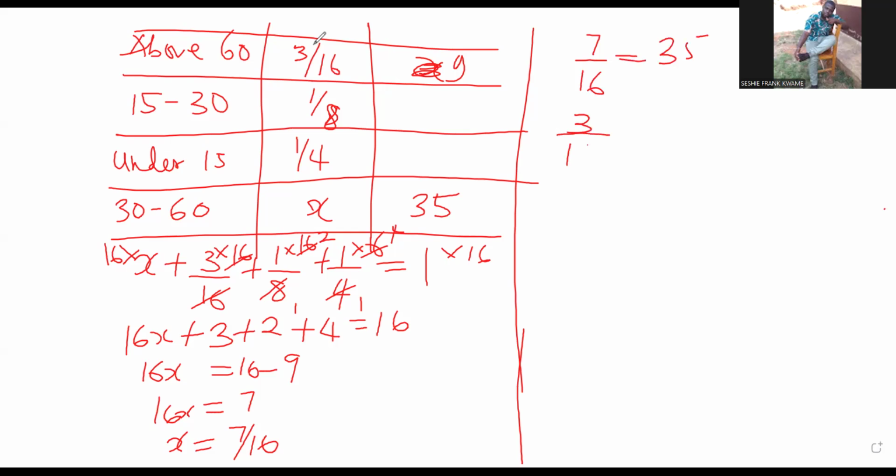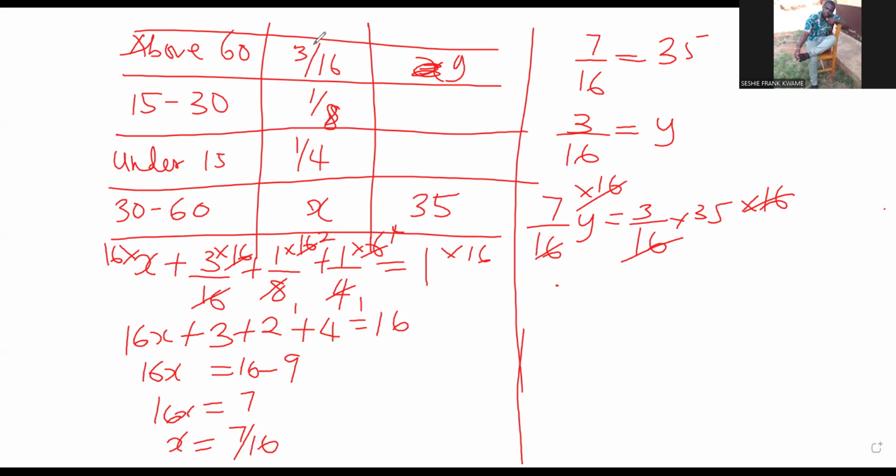So 3 out of 16 is equivalent to y. Cross multiply: you have 7 out of 16 times y equals 3 out of 16 times 35. Multiplying both sides by 16, the 16s go. So we have 7y equals 3 times 35. We divide both sides by 7: 7 goes into 7 once, and 7 into 35 five times. So our y is 15. This means that the number of people in the village who are above 60 years is 15.